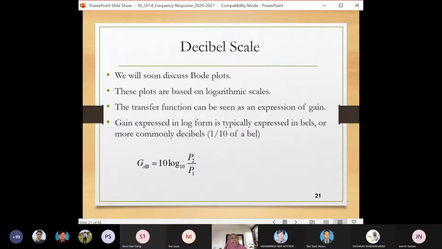A decibel scale is a scale that is used to describe transfer frequency response. When you say frequency response, we always do a graphical representation of the system in terms of the Bode plot. And these Bode plots are actually logarithmic scales.